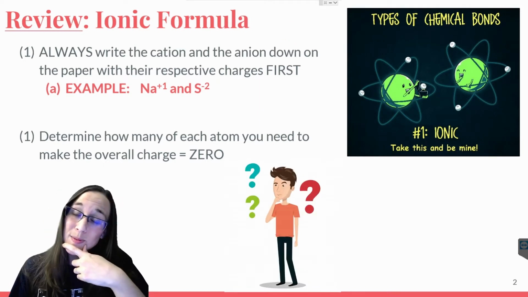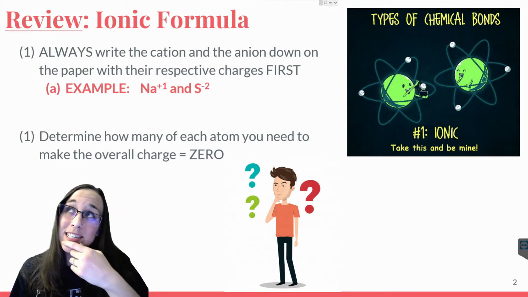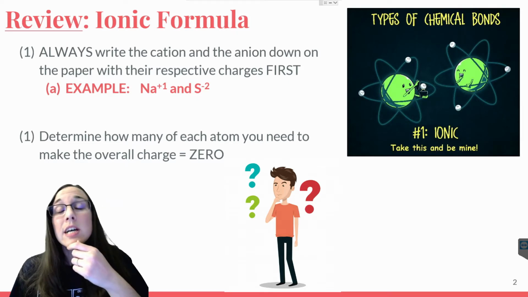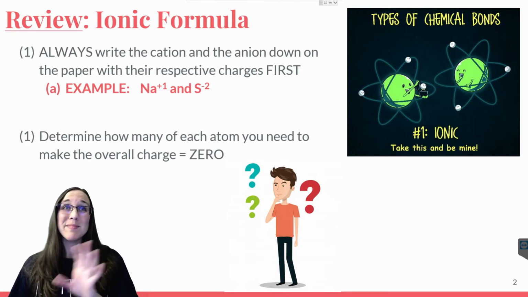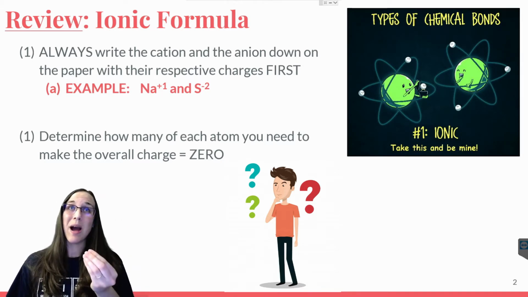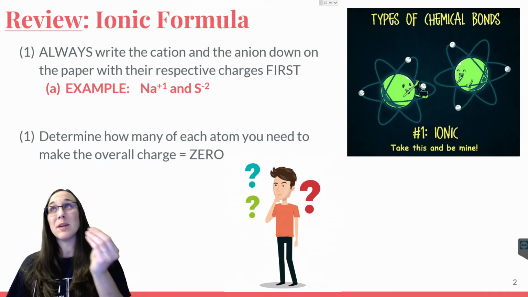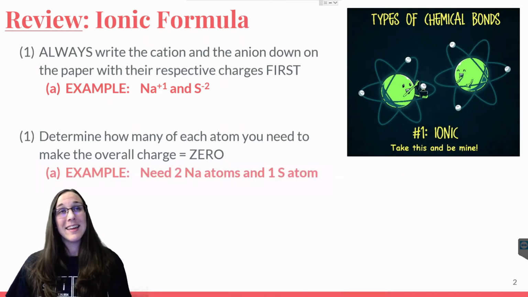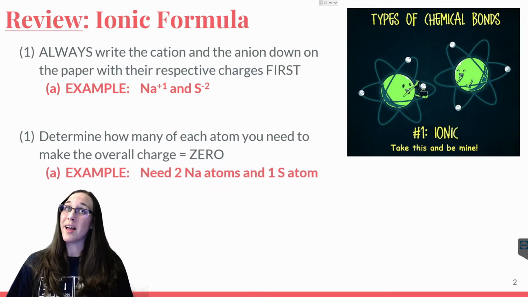So this is the point at which you need to do some soul searching and you need to decide, well, how am I going to fix these atoms' problems that they seem to have? And their problem is they want to be 0 and they're not currently 0, they're -1 when they're together. So we need to figure out how many atoms of each that we need for the whole thing to total to 0. How many atoms of Na do we need per S or vice versa in order for them to equal 0 overall? In this case, we would need 2 Na, 2 sodium atoms per 1 sulfur atom.